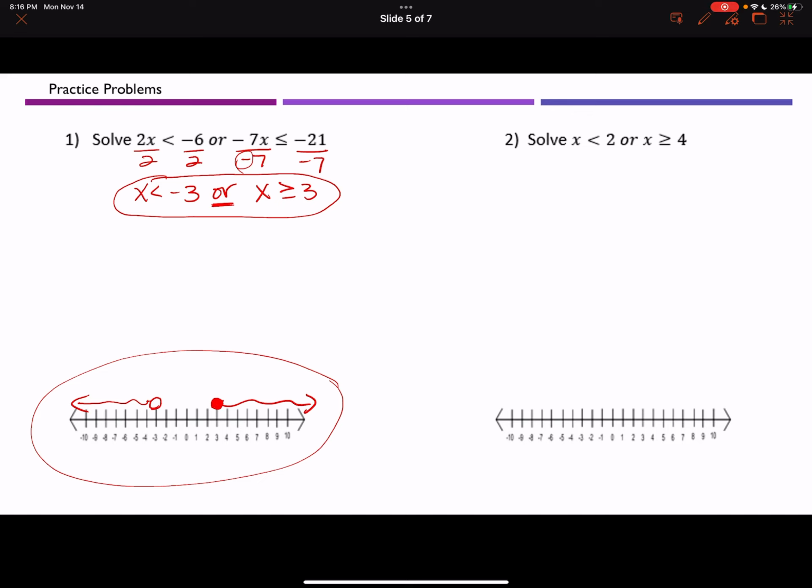Okay, so number 2, x is less than 2 or x is greater than or equal to 4. Well, here, x is already by itself. So I don't have to do any solving. I just have to graph. So I start at 2. X is less than 2, shades this way. X is greater than or equal to 4, starts here and shades that way. And again, because I'm looking for where this or this is true, I want where one or the other or both are true. So anything that's shaded is a part of my solution.